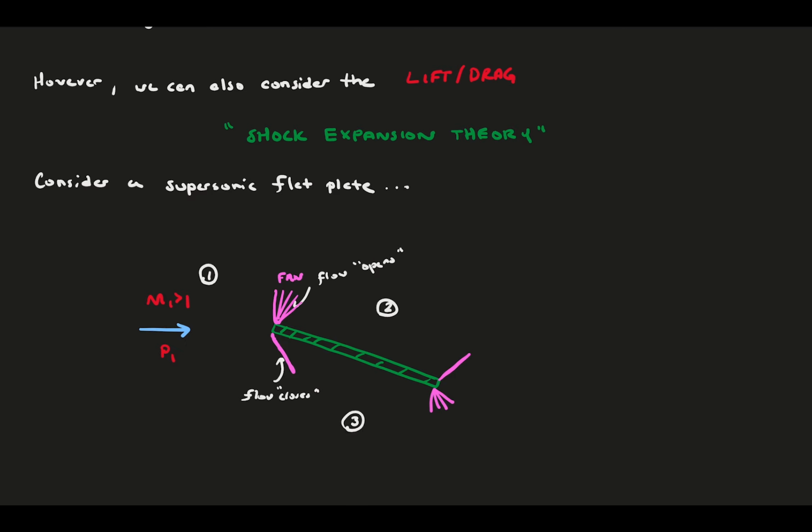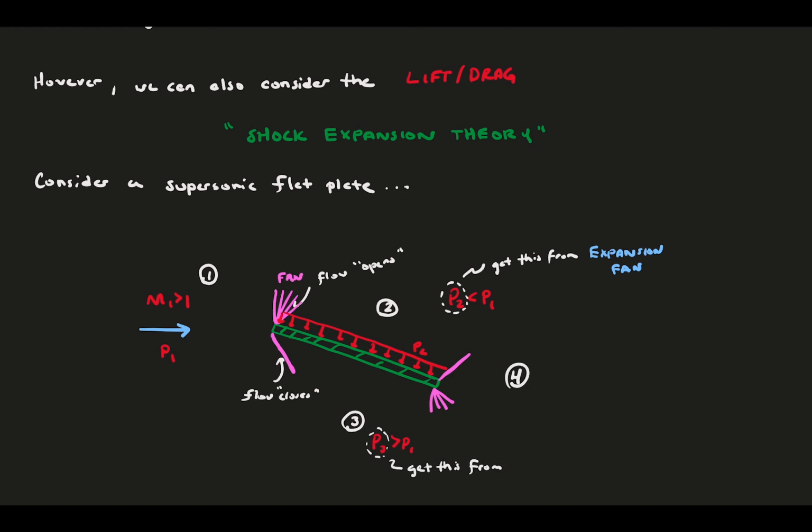We can think of this flow as having 4 distinct regions. The incoming and outgoing flow are region 1 and 4, the flow on the top of the plate is region 2, and on the bottom of the plate is region 3. In region 2, the pressure is lower than the incoming pressure due to passing through the fan and flow acceleration. In region 3, the pressure is larger than the incoming pressure because the flow is passed through an oblique shock and is slowed down.